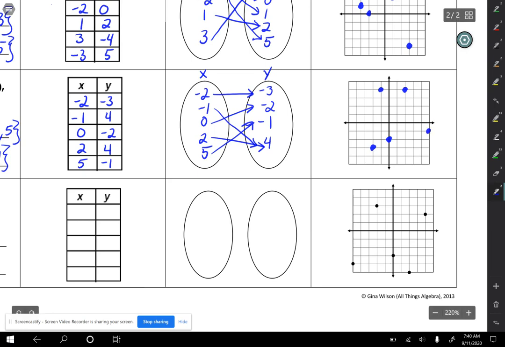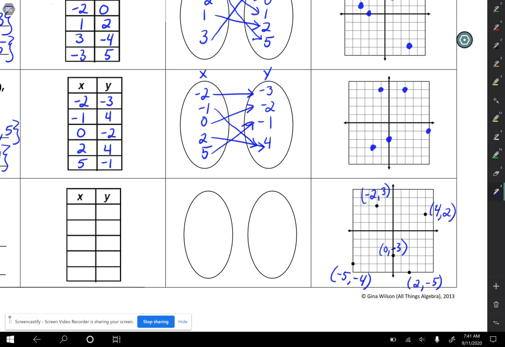Okay. All right, in this last row, we're going to kind of work backwards. So we need to label these points on this graph before we can put them in a mapping. -5, -4; -2, 3; 0, -3 is right here; 2, -5 is right here; and 4, 2.